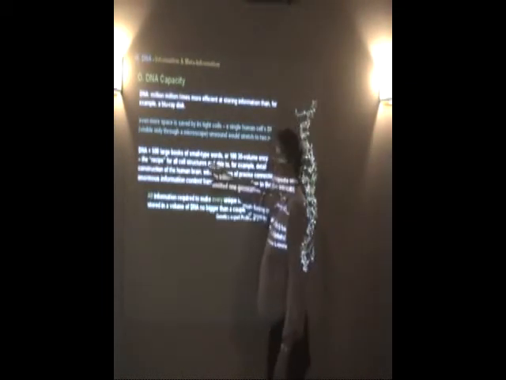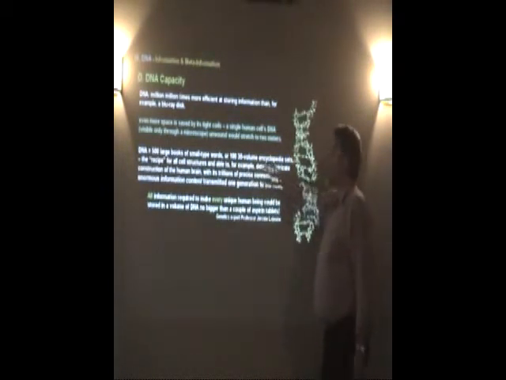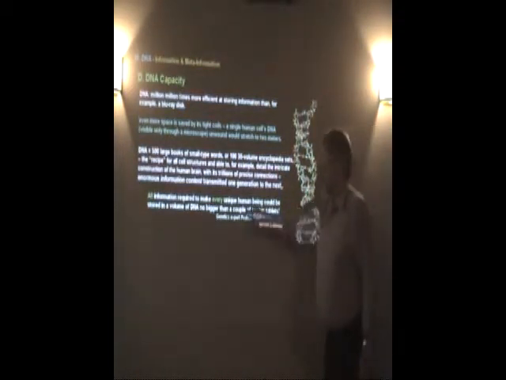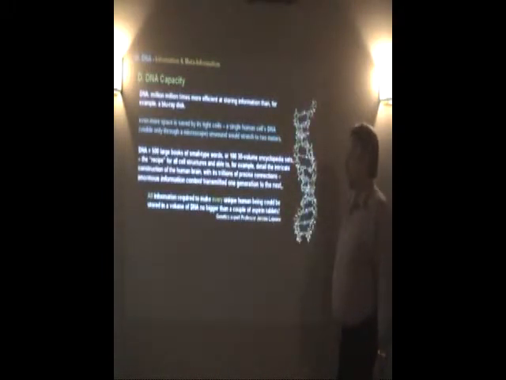DNA equals 500 large books of small type words, or 130 volume encyclopedia sets, the recipe for all the cell structures, and able to, for example, detail the intricate construction of the human brain with its trillions of precise connections. Enormous information content is transmitted from one generation to the next. All information required to make every unique human being could be stored in a volume of DNA no bigger than a couple of aspirin tablets.